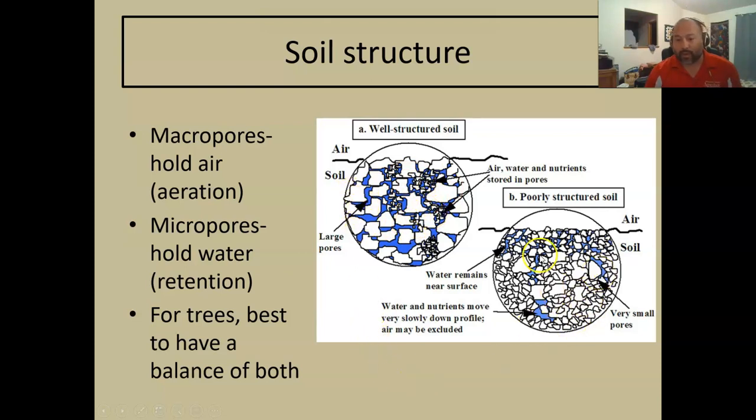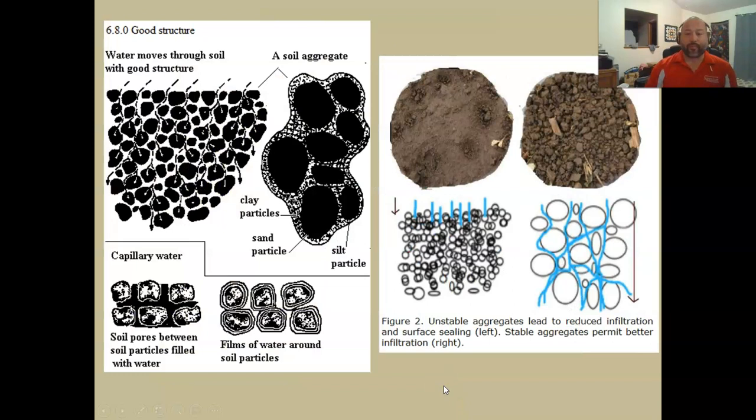If we have poorly structured soil, water's going to pool up at the surface and maybe even create surface runoff. It's not going to be able to leach and get things down to the other layers below, and everything's just going to move very slowly, whereas water has good mobility through this well-structured soil. Just taking another look at it here on the left, good structure. Water moves through soil with good structure nice and easily.